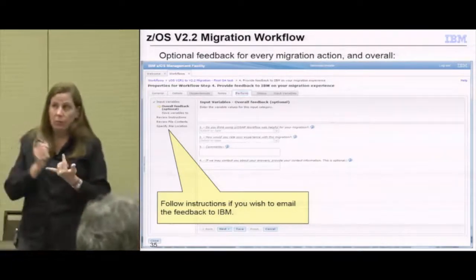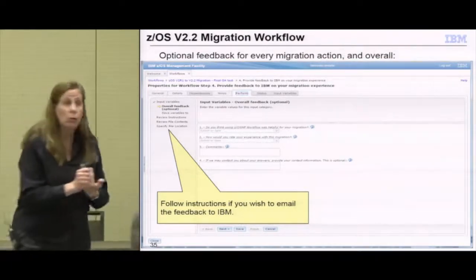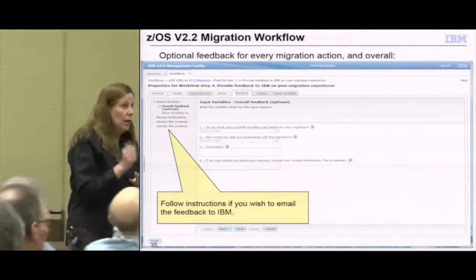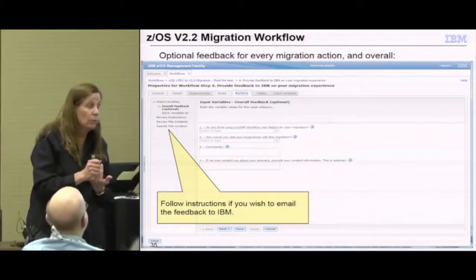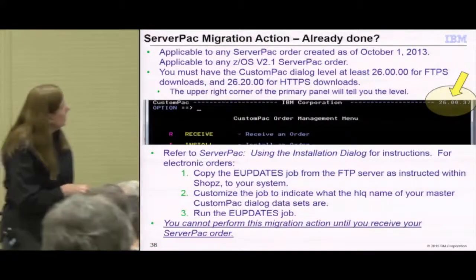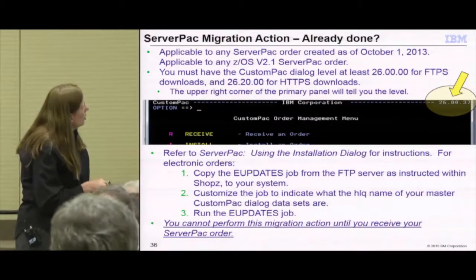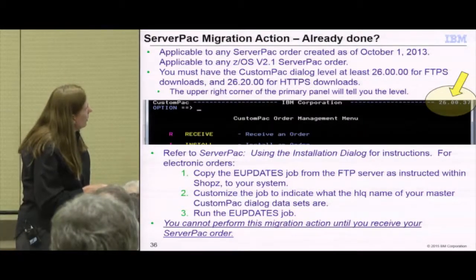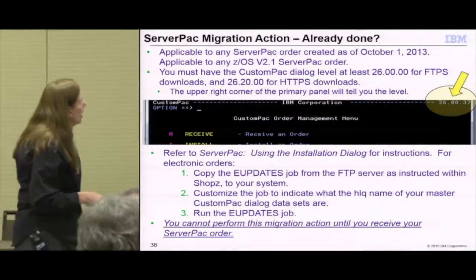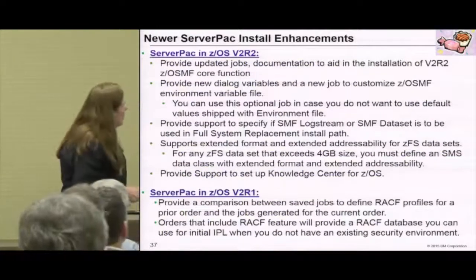Okay, so we have health checks and feedback now on the workflow. Again, if you're already on z/OSMF 2.1, I would recommend you don't use the book. Go right to the workflow. There's a very small migration action for ServerPac. If you haven't already done it, just make sure that your dialog is at the level that you see here, 26 or higher.